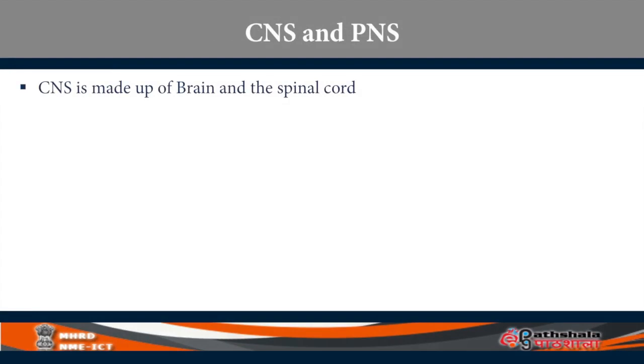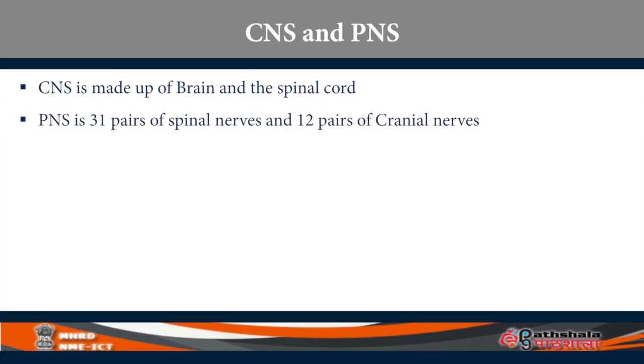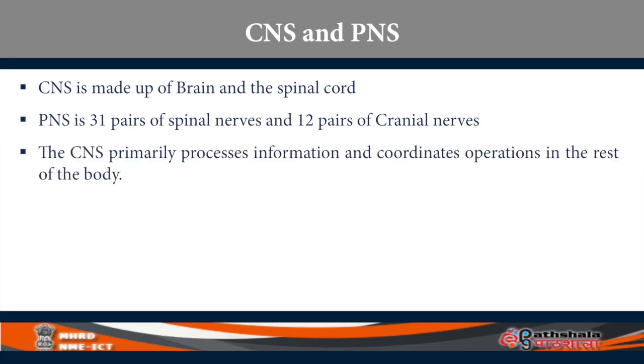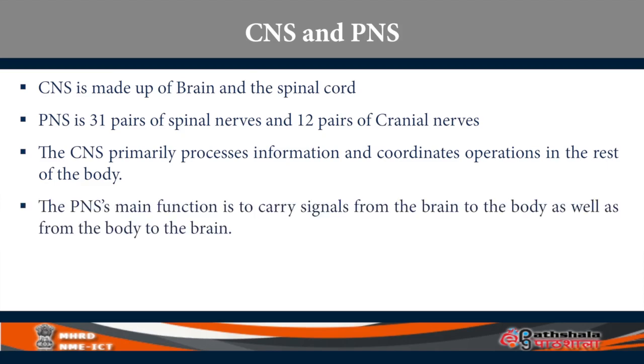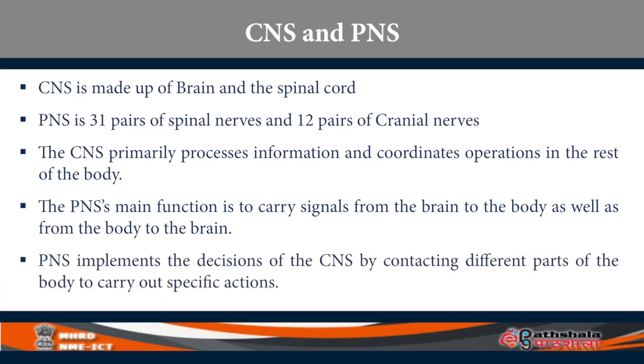Central nervous system and peripheral nervous system. Central nervous system is made up of brain and spinal cord. Peripheral nervous system is made up of 31 pairs of spinal nerves and 12 pairs of cranial nerves. Central nervous system primarily processes information and coordinates operations in the rest of the body. The peripheral nervous system's function is to carry signals from the brain to the body as well as body to the brain. So basically, peripheral nervous system implements the decisions made by the central nervous system by contacting different parts of the body to carry out specific functions.